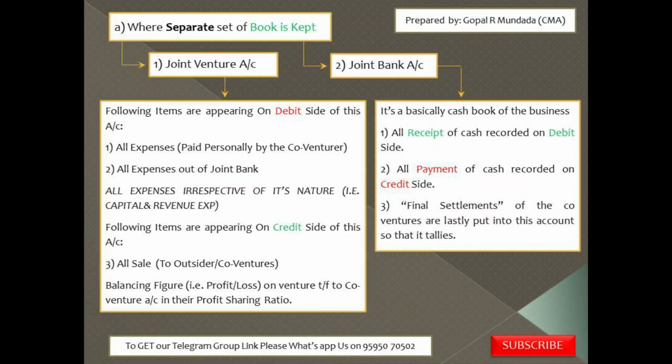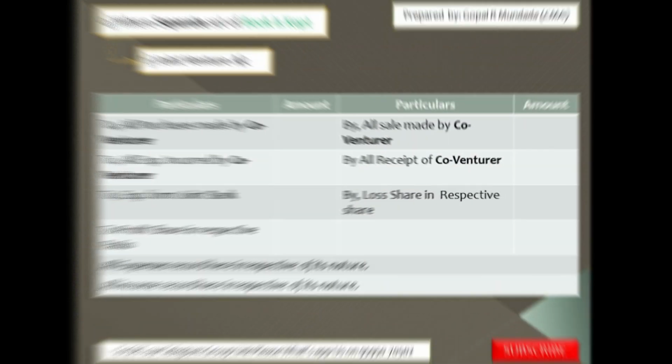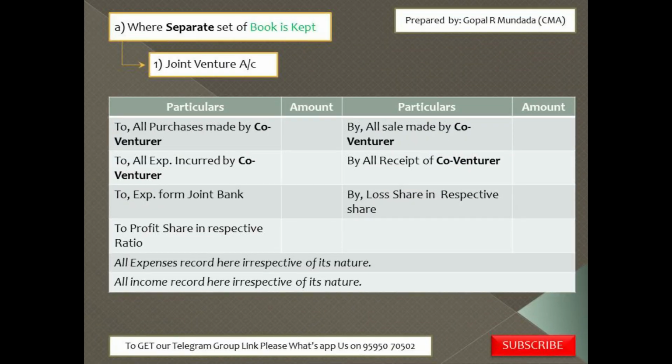So guys, our first category is where a separate set of books is kept. In this we open 3 accounts. First of them is the joint venture account. In this account, the following items appear on the debit side. All expenses incurred by the co-venturer appear on the debit side of the joint venture account.